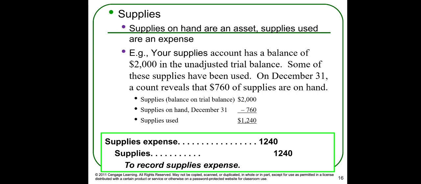So the adjusting entry that you see here shows that at the end of the year, you have to record the supplies expense, and the second thing is you have to show that the asset supplies has decreased. That's why you credit account supplies. Expense increases, you debit. Supplies asset decreases, you credit. Okay, that is the way to do the accounting adjusting entry for supplies.